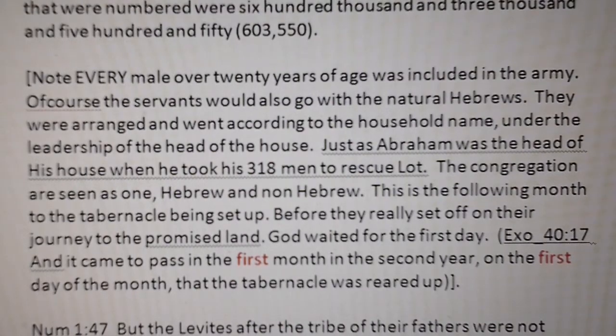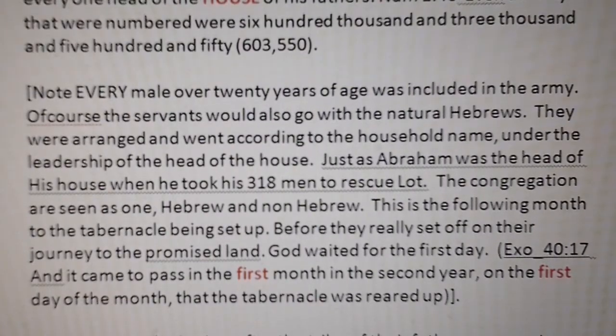This is the following month to the tabernacle being set up, before they really set off on their journey to the promised land. God waited for the first day. Exodus chapter 40 verse 17 says, "And it came to pass in the first month, in the second year of the first day of the month, that the tabernacle was reared up."